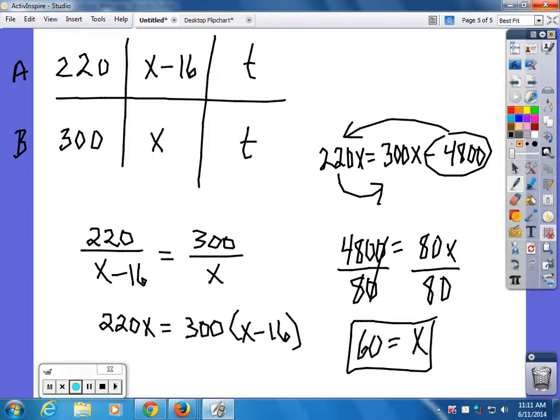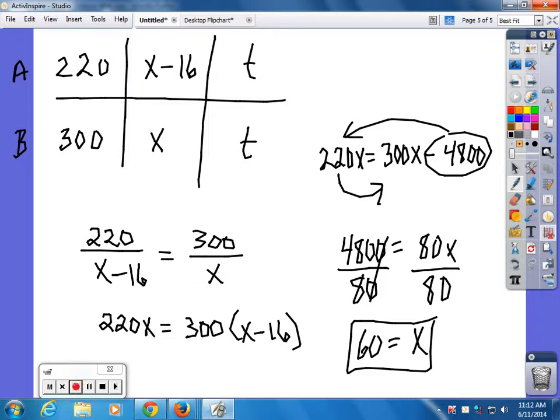X. And what is that in? 60. Distance equals rate times time. Distance equals speed times time. So what does that 60 mean? That's how fast it's going. How fast what's going? Train B. So you've got to subtract 46 from that? 16. I think you need to sit on the front row.